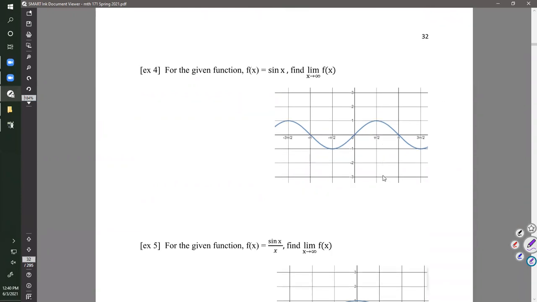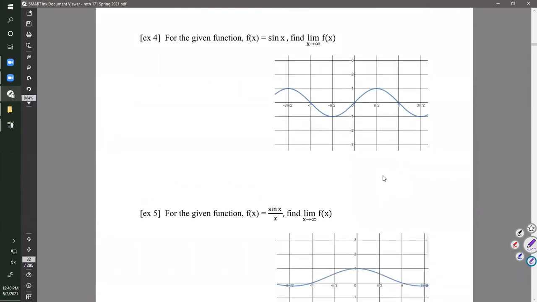All right. So example 4. For the given function, f of x equals sine of x, find the limit as x goes to infinity of f of x. If we're looking at this, notice that the sine function, and remember this from pre-calc, is oscillating. So looking at this graphically, is there going to be a limit?